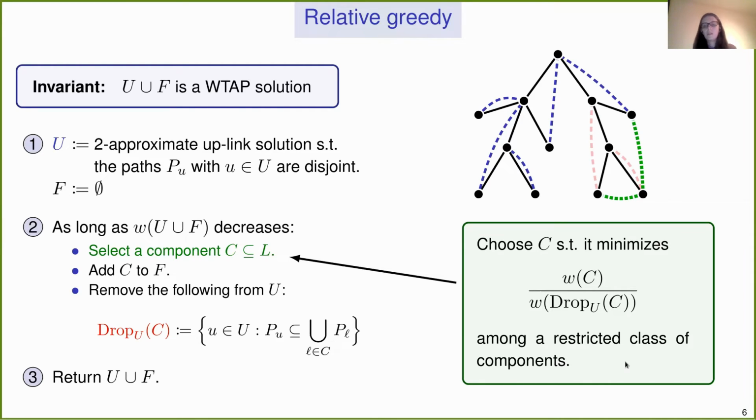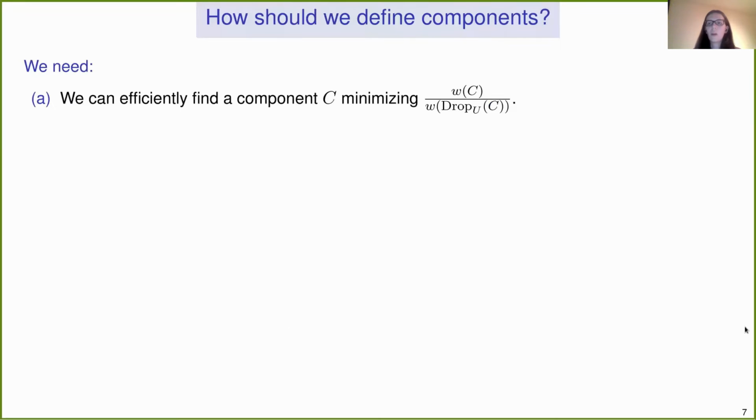And the important question here is, of course, what's that restricted class of possible components that I allow my algorithm to pick? Before telling you how we choose this class of components, let's think a little bit about what kind of properties that class of components should have. The first thing that we clearly need is that we should be able to efficiently find a component minimizing this ratio here. Otherwise, we can't even implement our algorithm in polynomial time. Once we have that, we can implement the algorithm.